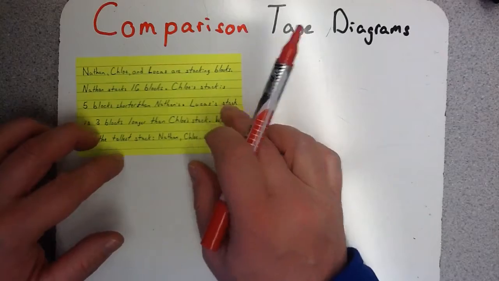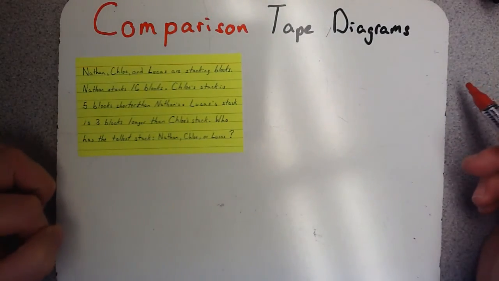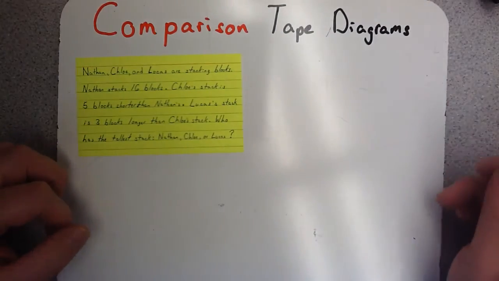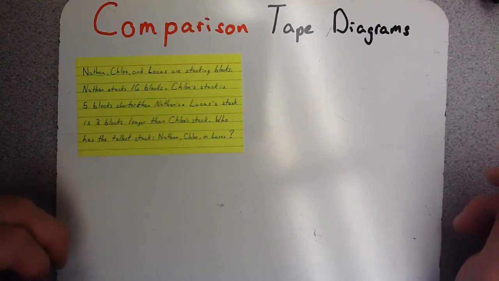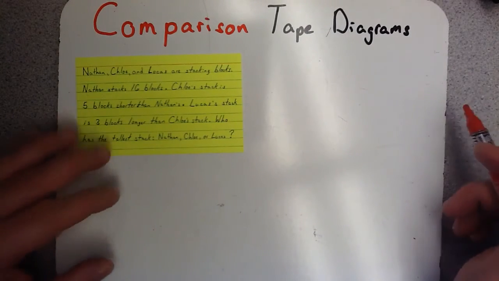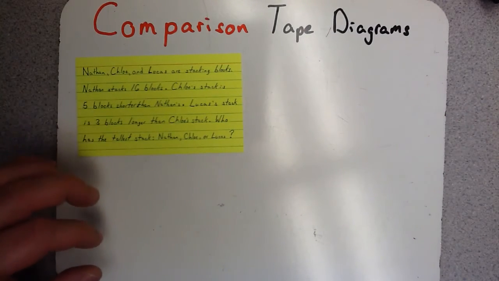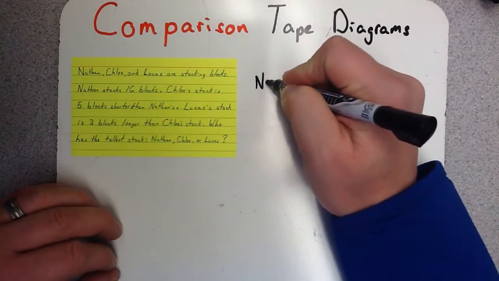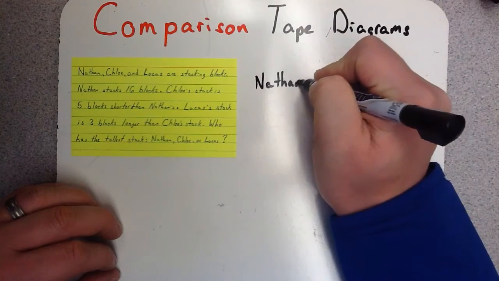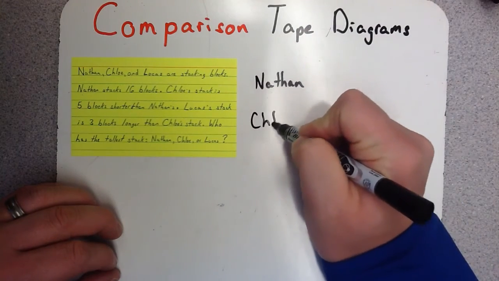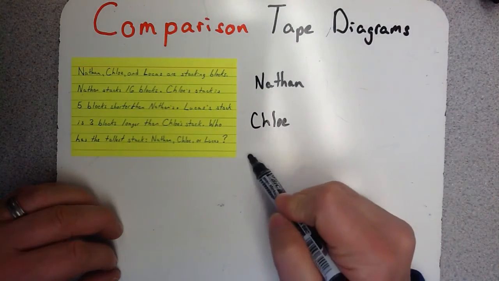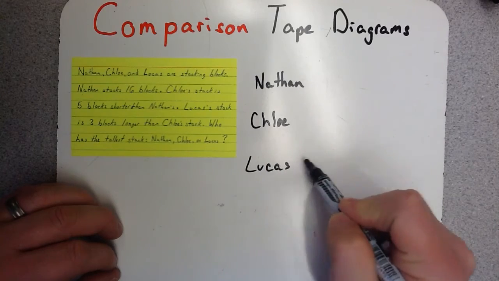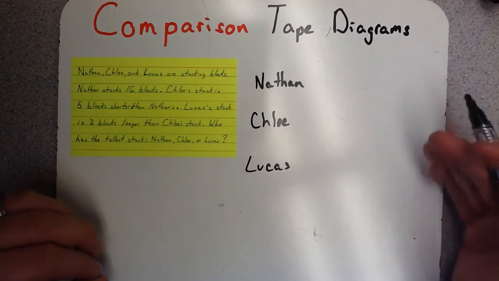Okay. So this is a situation where the tapes will help a lot because there's a lot of information here and it's very easy for students to be confused between the 3 different people here. So let's take a look at them. So we know we have our 3 people. So we have Nathan, Chloe, and Lucas. Okay, and we're going to draw these 3 tapes.